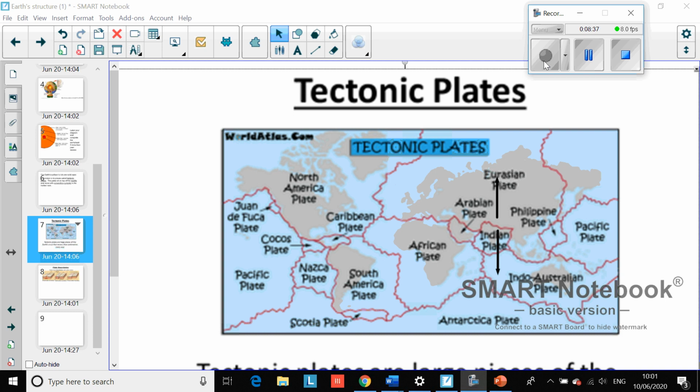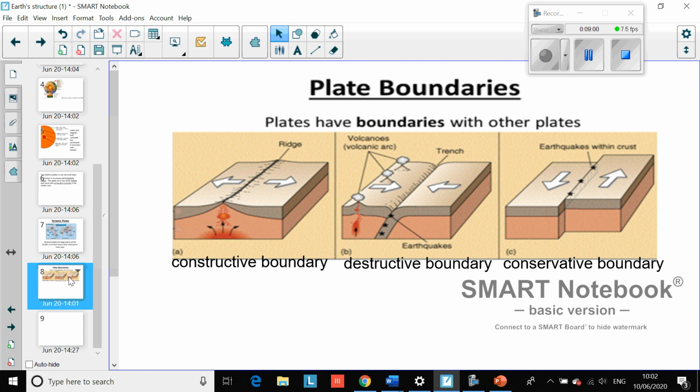Okay, so the next one is a destructive boundary. Right, so a destructive boundary is when 2 plates are not going apart, but colliding together. So that's like what's happening at the Indian plate and the Eurasian plate. Okay, so a destructive boundary looks a bit like this. The 2 plates are coming together, and what happens is one gets pushed underneath the other.